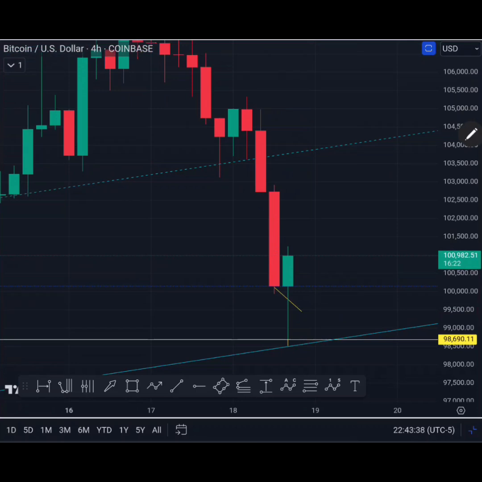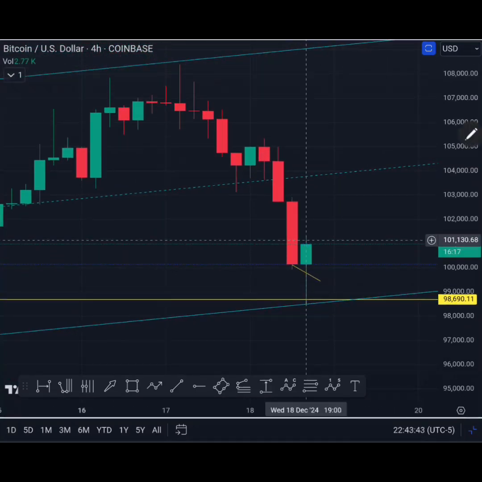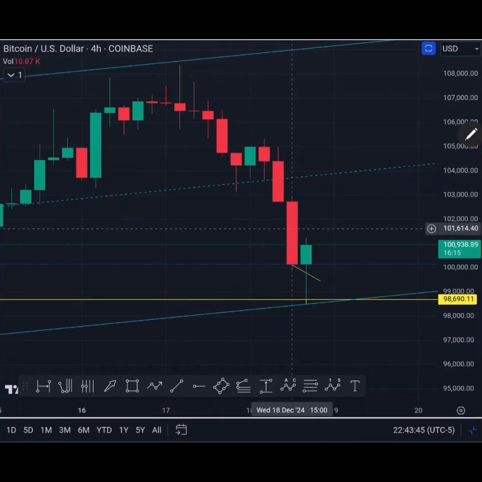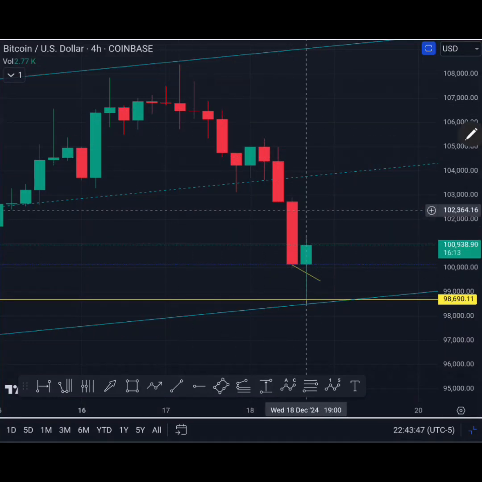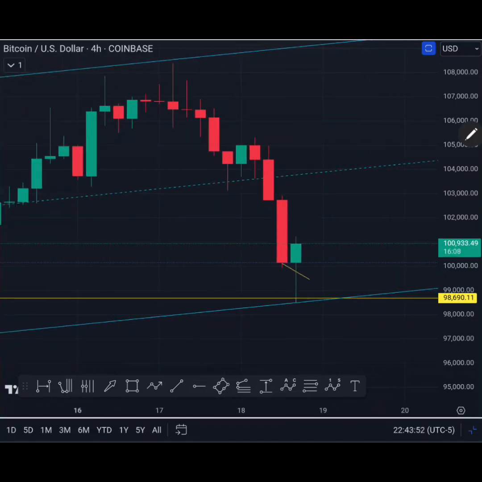4 hours getting a nice bounce. We have 16 minutes left on this candle. Might end up closing as one of the larger candles here if it can get somewhere up a little higher, but 16 minutes left, I don't hold my breath. Let's zoom into a lower time frame.